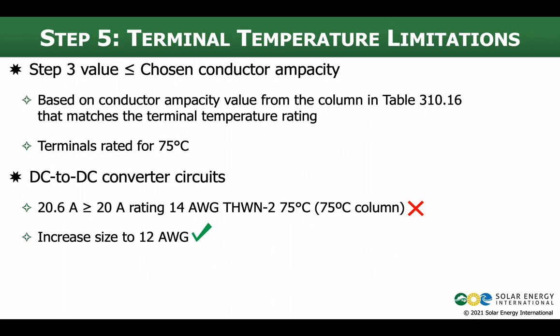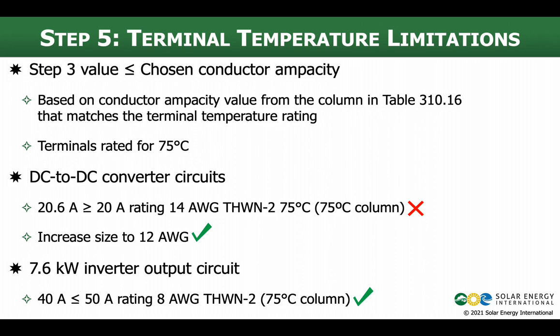We need to go to the next larger wire, 12 AWG, and if you look at its rated ampacity, it's going to be sufficient for that 20.6 amps. What about the inverter? We had a step 3 value of 40 amps, and if we look at the 75 degree C rating of the number 8 conductor, that is going to be 50 amps, so it exceeds the step 3 value. We're good to go with the 8 AWG wire for our AC circuit.